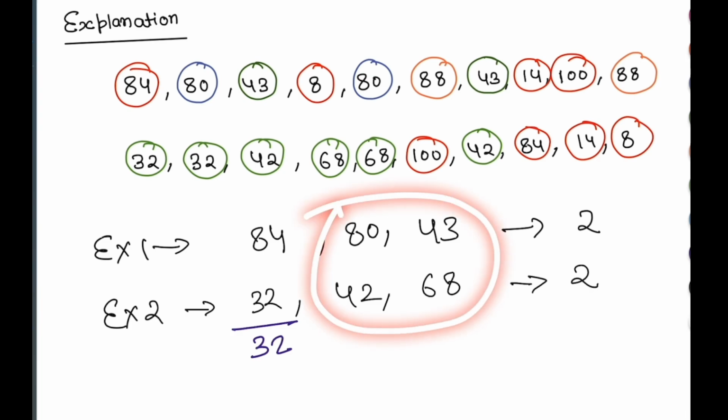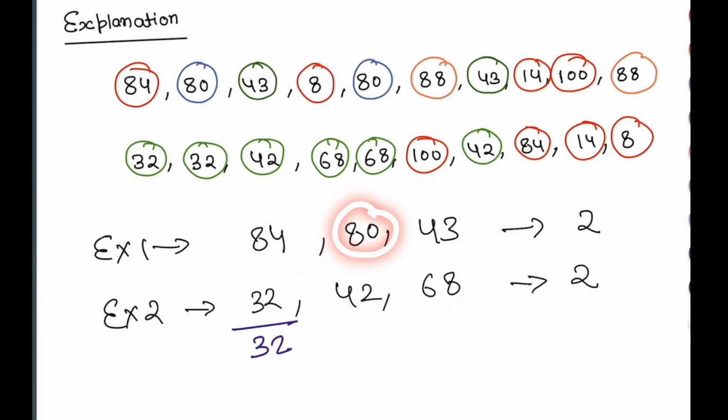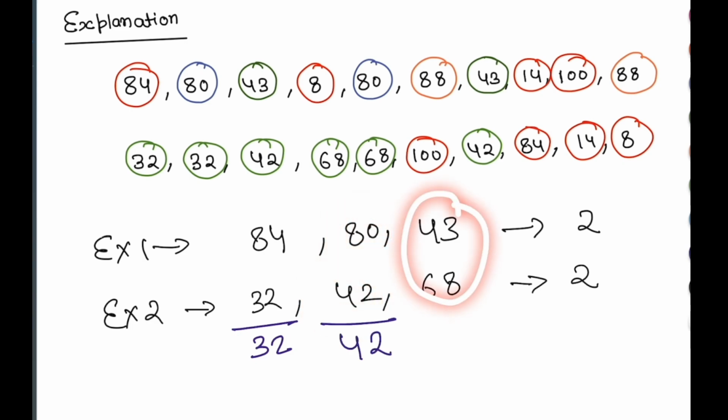Similarly, for the remaining elements, I can see that the maximum is 80. The minimum in the second array is 42. I can do the swapping and I can say the cost is going to be 42. And for the last element, we have 43 2 number of times, 68 2 number of times. Let's do the swapping and the cost is going to be 43, right? Now this is very straightforward.